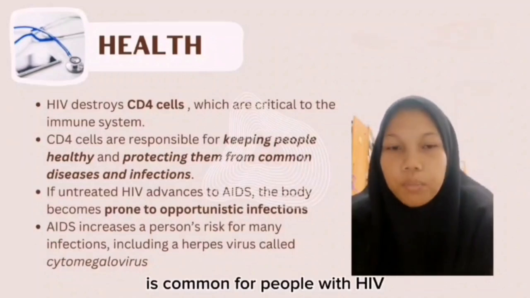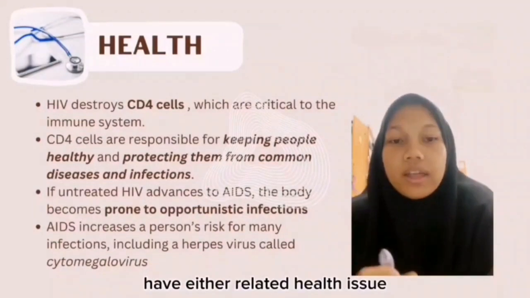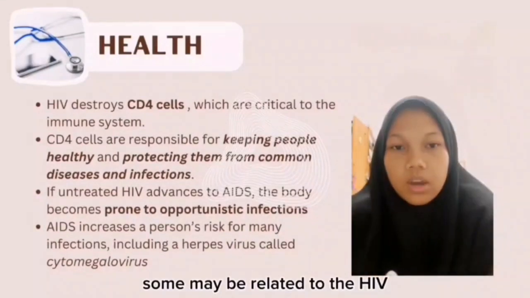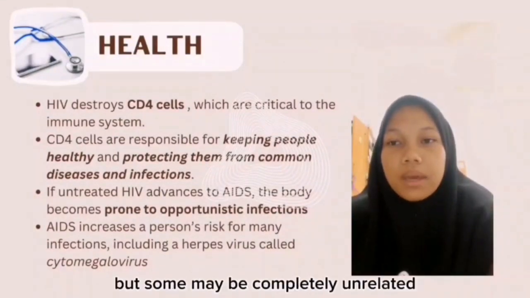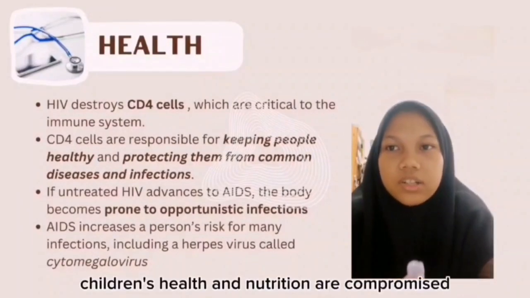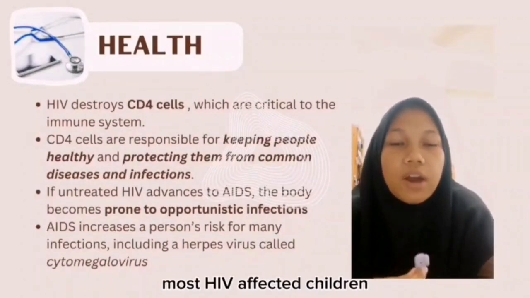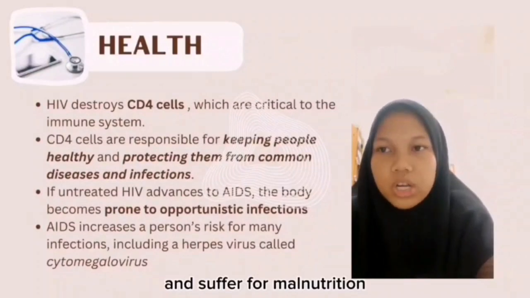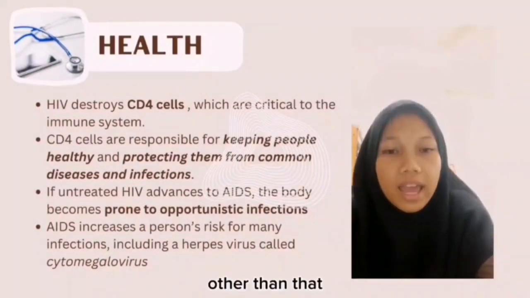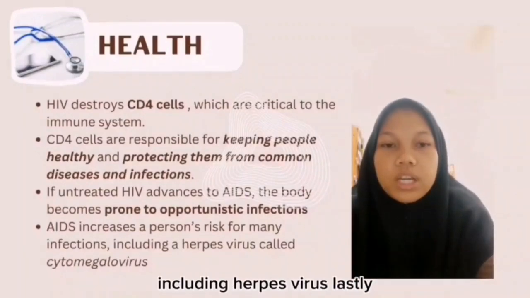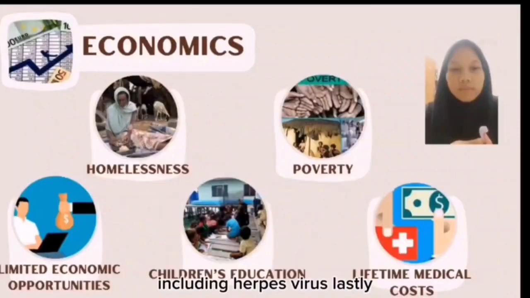It is common for people with HIV to have other related health issues. Some may be related to the HIV or the treatment itself, but some may be completely unrelated. For example, children's health and nutrition are compromised. Most HIV-affected children do not have enough nutritious food and suffer from malnutrition. Other than that, AIDS increases a person's risk for many infections, including herpes virus.